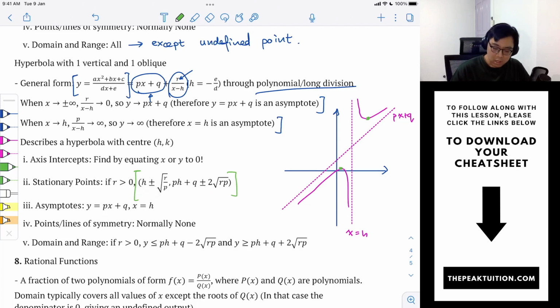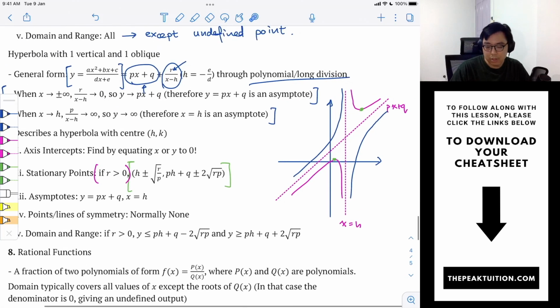Notice how there's a condition attached here: if r is less than 0. Why, if r is less than 0, is there a turning point? Because if r is less than 0, your graph looks like this. If your graph looks like this blue graph, you won't have a turning point. Simple as that. So yeah, that's about right.